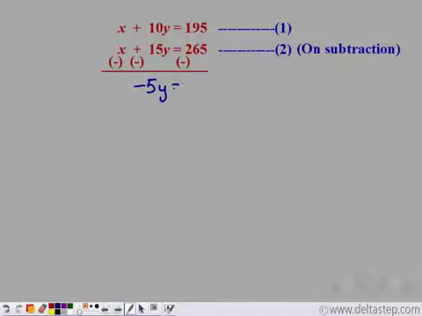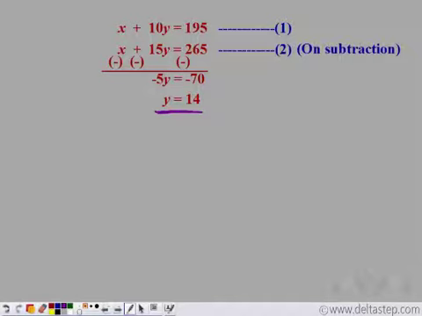Then we have equal to 195 minus 265 gives us negative 70. So this is what we have. Negative 5y is equal to negative 70. And we can calculate the value of y from this. y is equal to negative 70 by negative 5, which is 14. So y is equal to 14. So this is the value of y.